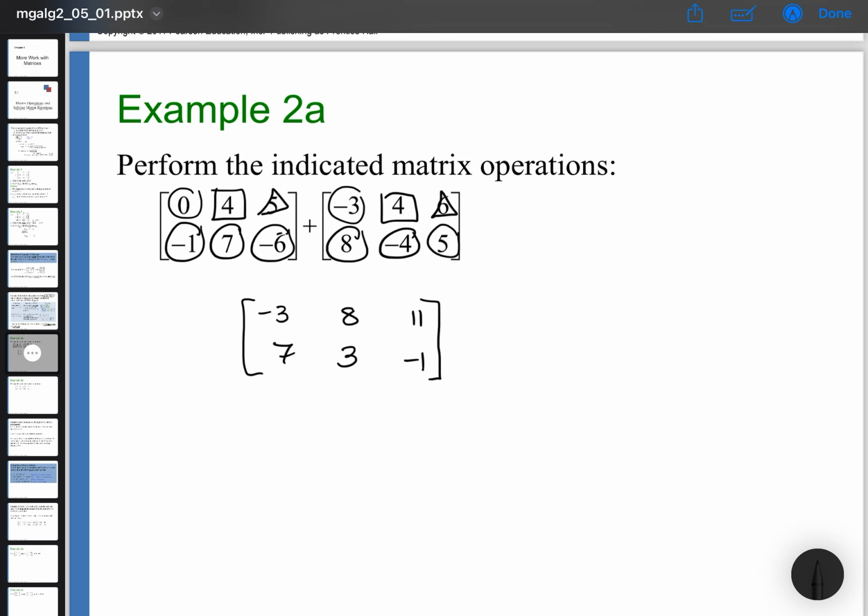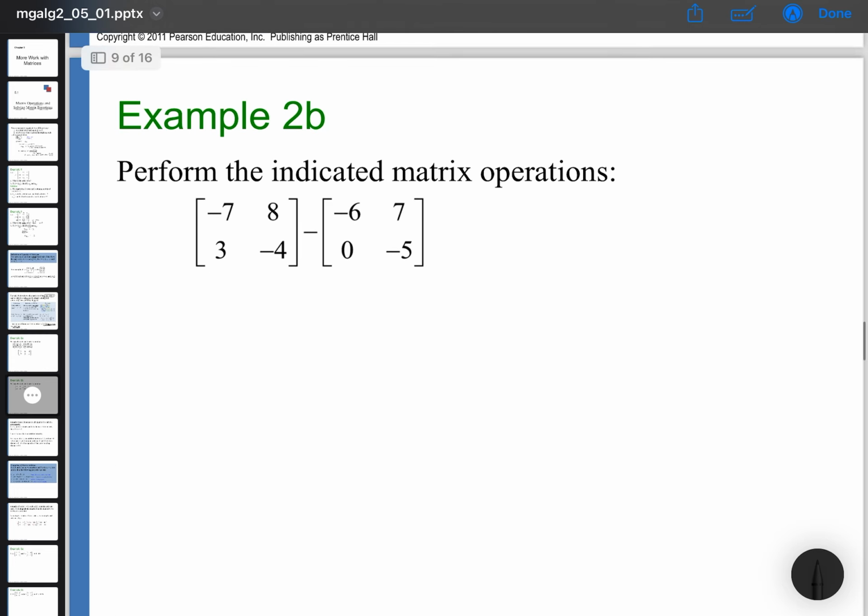Okay, let's keep going. Here's another one. Perform the indicated operation. So try to pause the video, do this on your own, and then skip forward and check your answer. And I will be working it out up here.